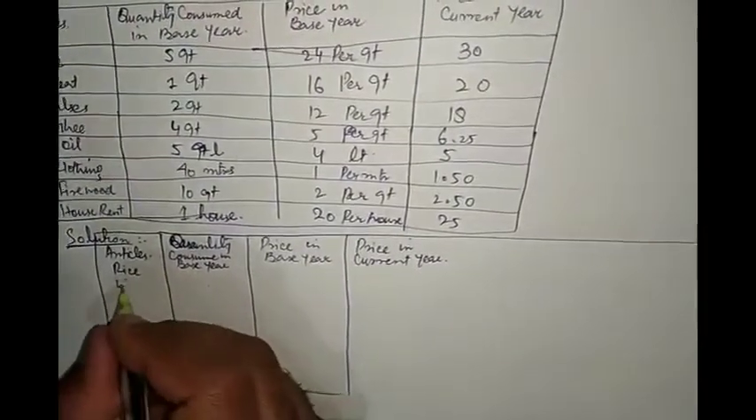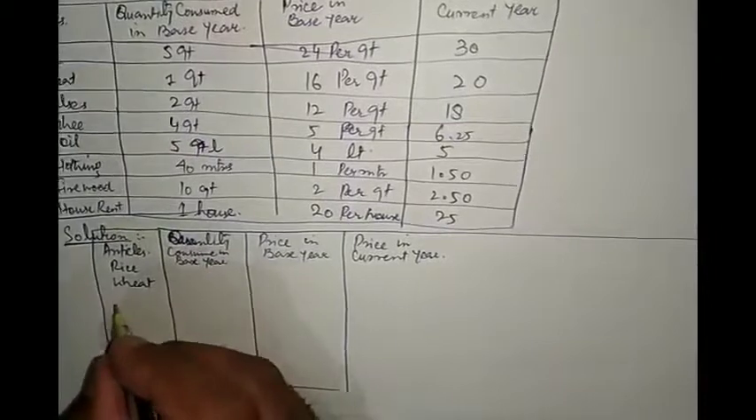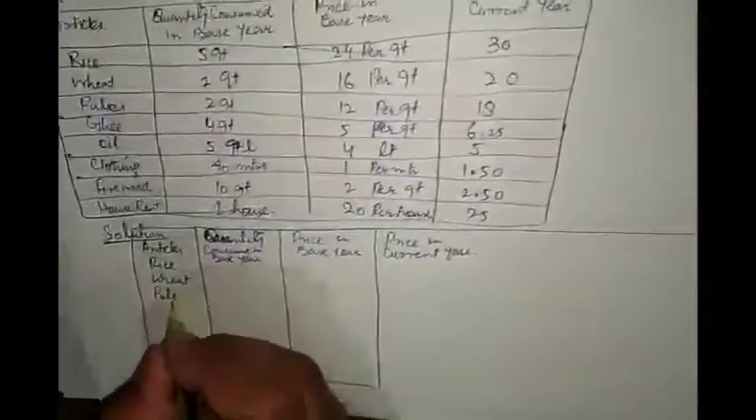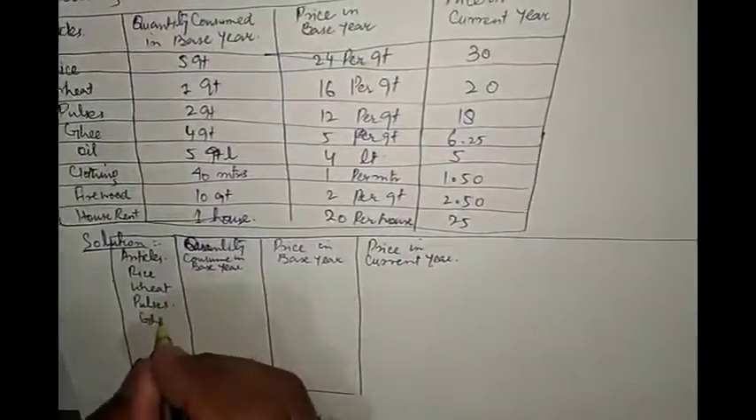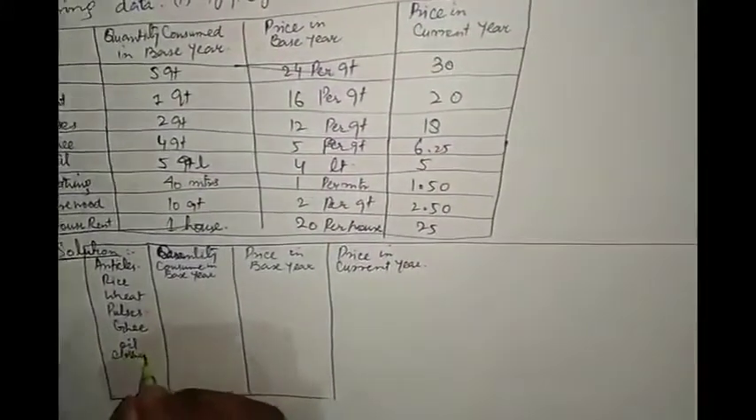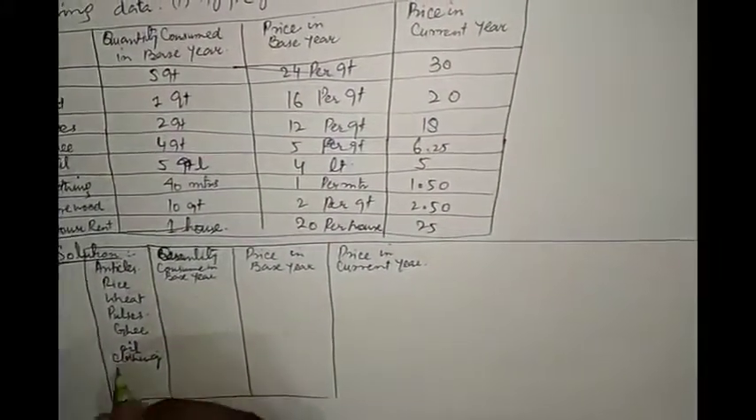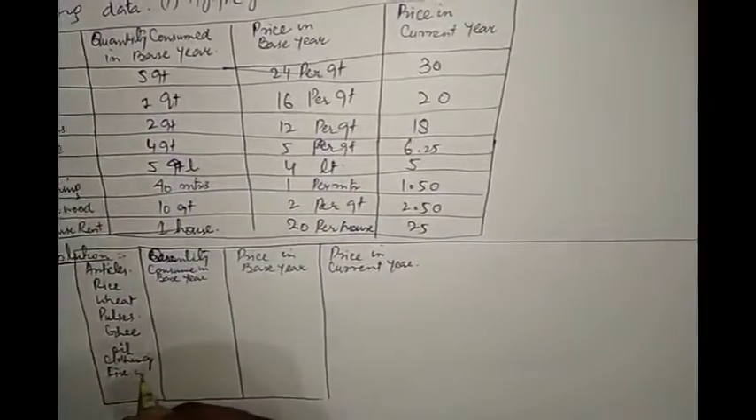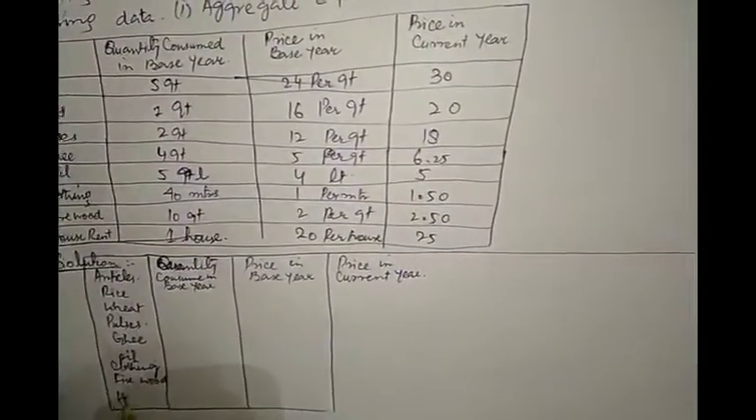Rice, wheat, pulses, ghee, oil, clothing, firewood, house rent.